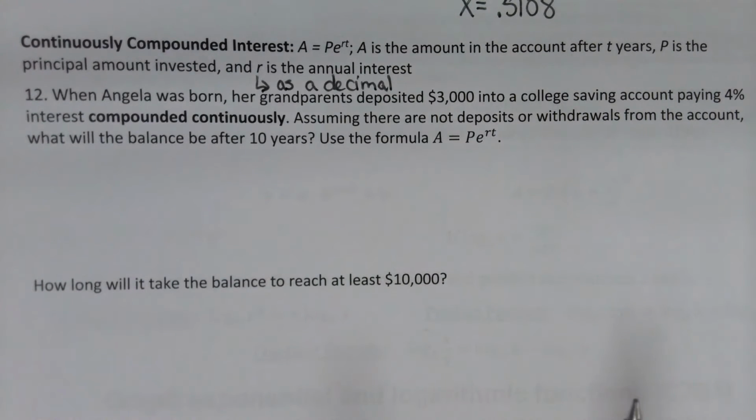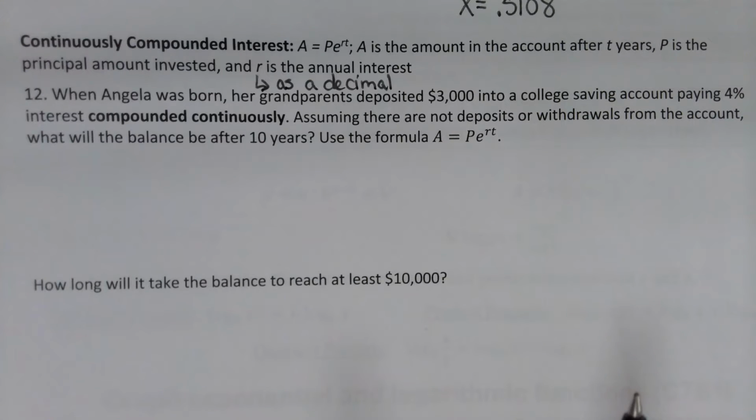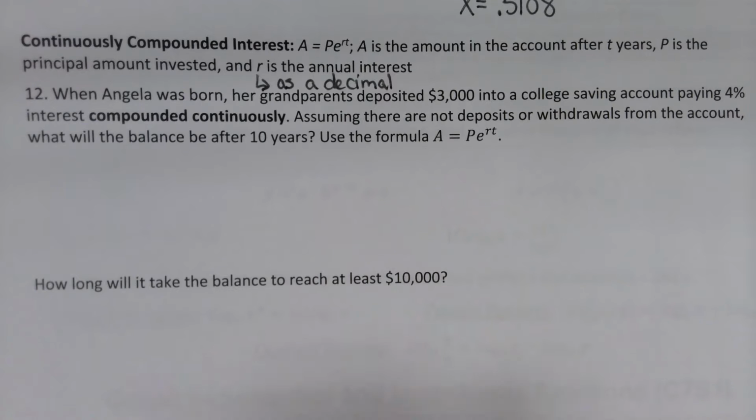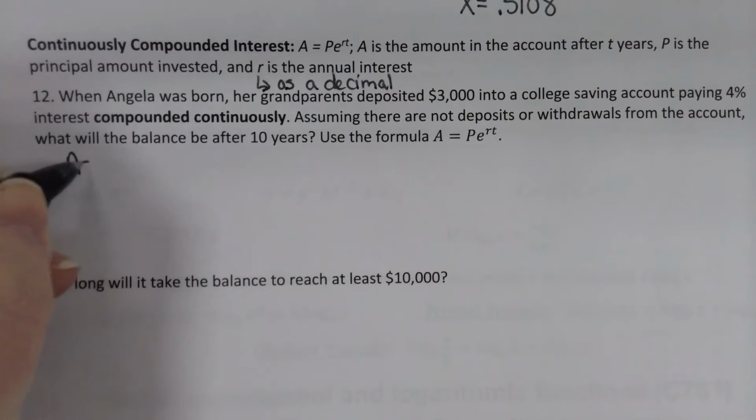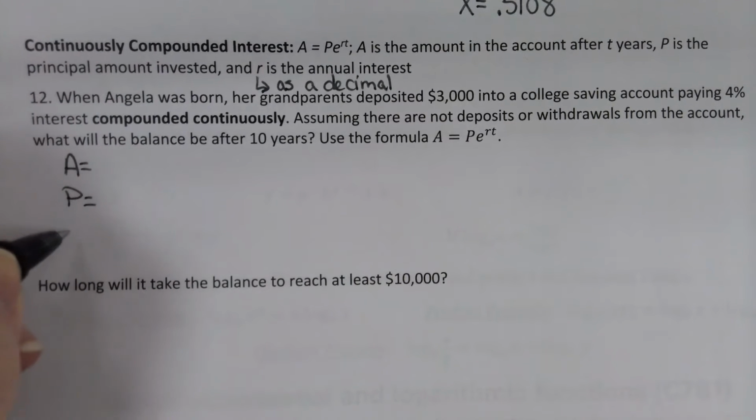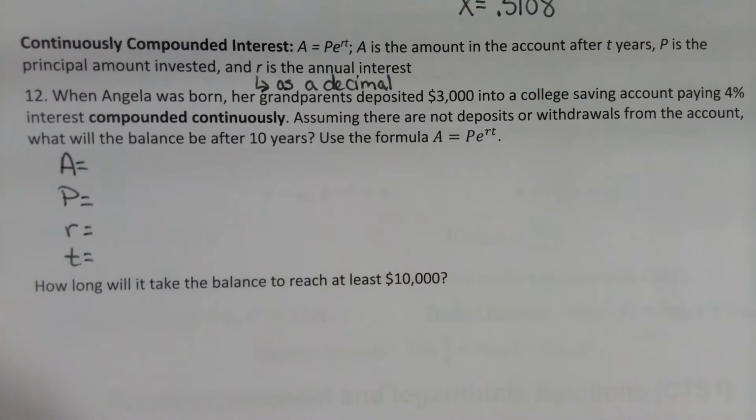So when Angela was born, her grandparents deposited $3,000 into a savings account and it paid 4% interest compounded continuously. Assuming that there are no deposits or withdrawals from the account, what will be the balance after 10 years? And we're going to use this formula. So I'm going to write the variables from this formula over to the side, and that will help me decide what goes where and what I need to solve for.